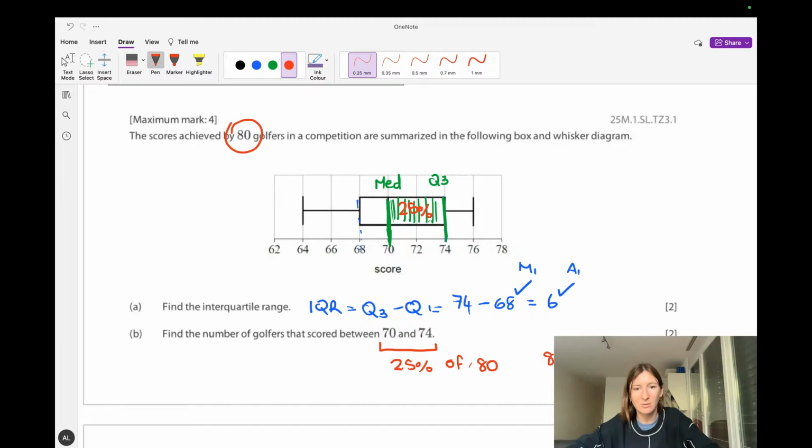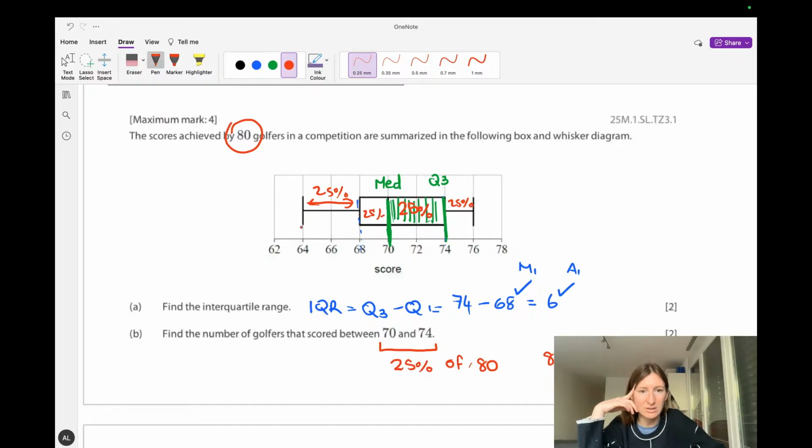So this is an example of a question that a lot of students look at and they think, well, I don't have any numbers here. I only know the score that they got. I don't know how many golfers are here or how many golfers are here. So for that question, you just need to know the percentages of the data, that like 25% is there, 25% is there, 25% is there.